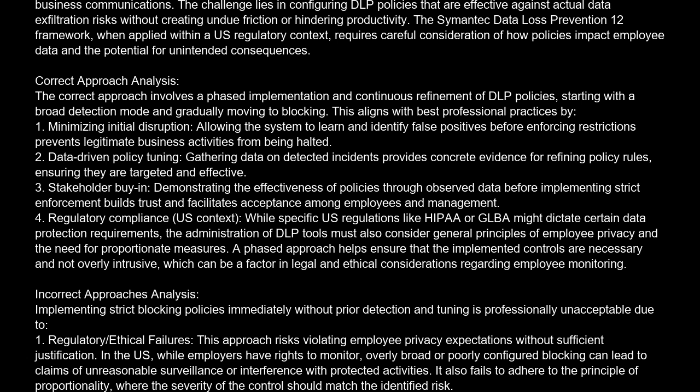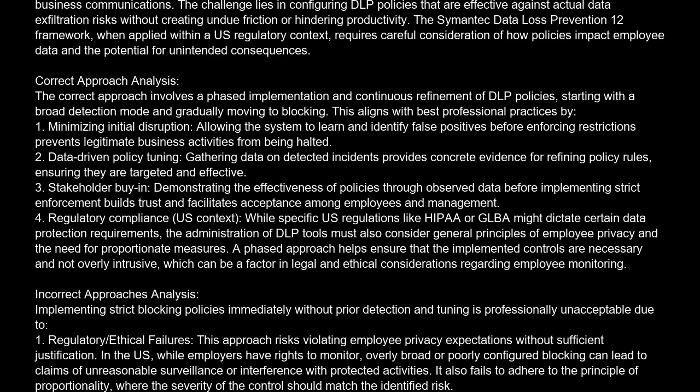2. Lack of efficacy. Without understanding the typical data flows and potential false positives, immediate blocking will likely lead to significant disruption of legitimate business operations, causing productivity loss and frustration. This undermines the primary goal of DLP, which is to protect sensitive data while enabling business. 3. Inadequate risk assessment. This approach bypasses the crucial step of assessing actual data exfiltration risks within the organization. It assumes a high level of threat across all data types and communication channels, which is rarely the case and leads to inefficient resource allocation.